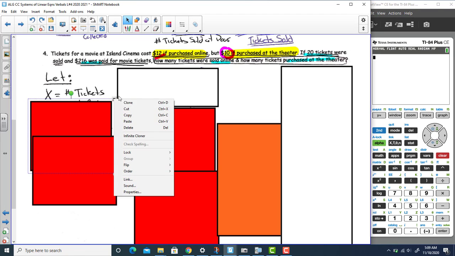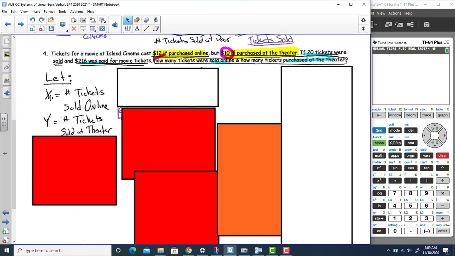I chose to go with X and Y because we often do. Also, I didn't like O for online because that looks like a 0, and I thought that might get confusing. Once you set up your let statement, the next thing to do is to extract the important information to write your equations. Now, this isn't as easy as the first page where each sentence represented an equation. Here you have the information mixed up a little bit.